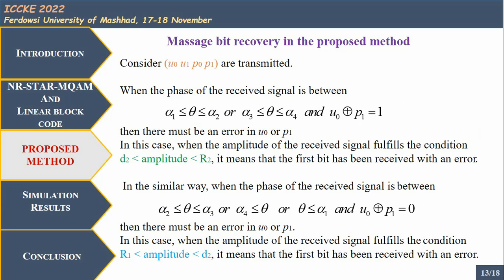In a similar way, when the phase of the received signal is between alpha 2 and alpha 3, or is between alpha 4 and alpha 1, and U0 XOR P1 equals 0, then there must be an error in U0 or P1. In this case, when the amplitude of the received signal is between R1 and D2, it means that the first bit has been received with an error.